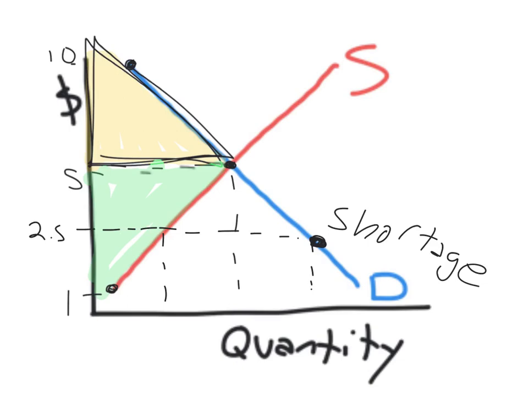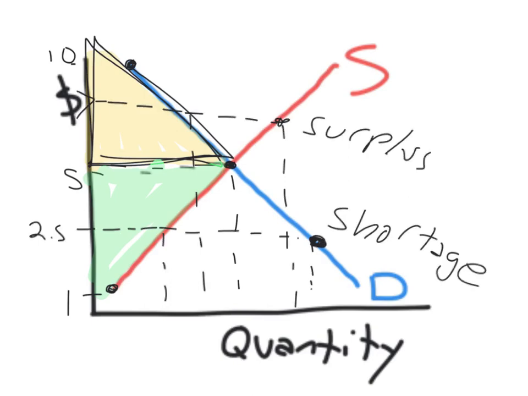Now let's say that it shifts up here, and the price is at $7. There's the demand, and there's the supply. Now here, we have a surplus, because more is being produced than what is being demanded.